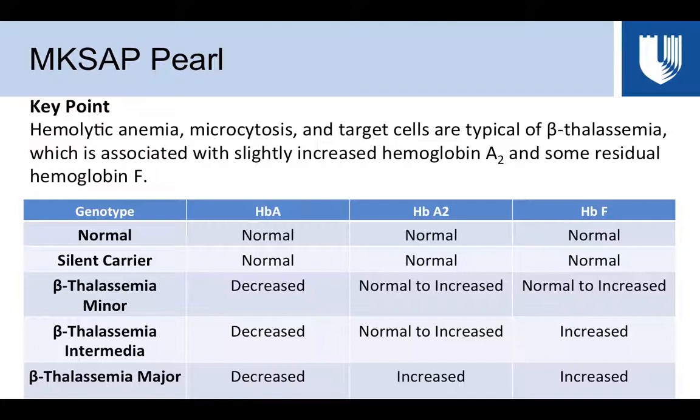So as I mentioned, the pearl here is to look at the hematologic parameters: looking for hemolytic anemia, looking for microcytosis, looking for target cells. These are all manifestations of thalassemia. And definitely look at the hemoglobin A2, since this tends to be increased in patients with beta thalassemia.